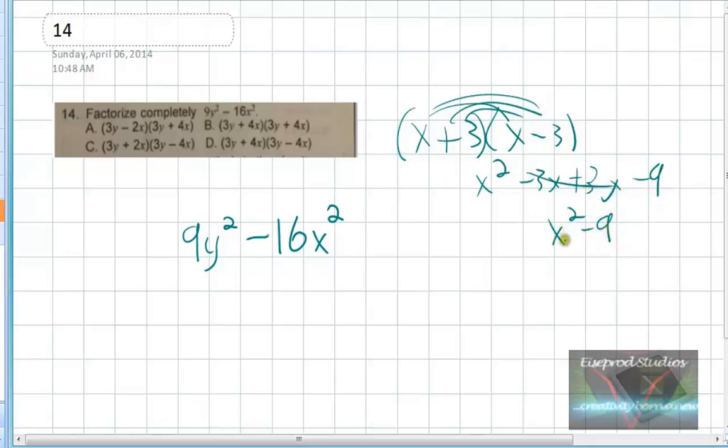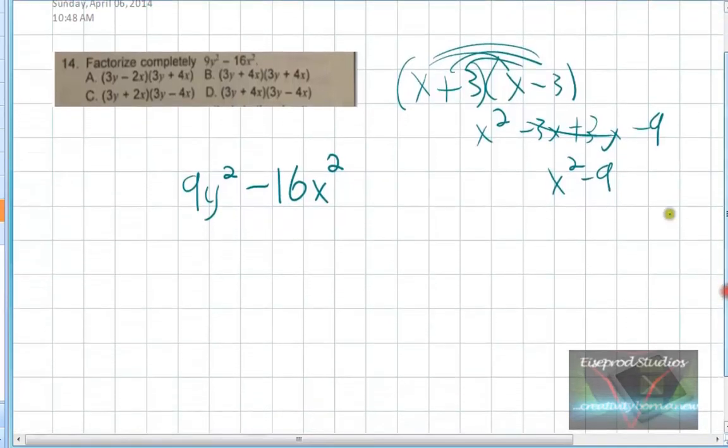So if you ever see x squared minus 9 and they ask you to factorize completely, you should know that this is just a difference of squares. So you would factorize it out to x plus 3 and x minus 3. So you can recognize the form over here. They've just made it a little bit harder by adding in a y squared and coefficients on the variables, and you have to figure out where it came from.